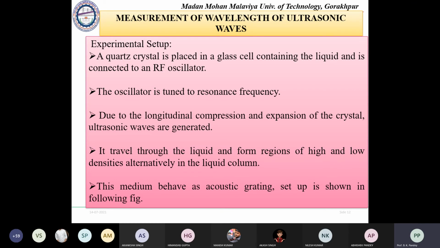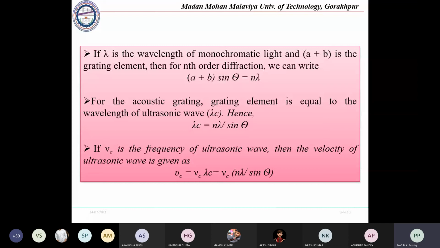But before that, let us look at the experimental setup once again. A quartz crystal is placed in a glass cell containing the liquid, and it is connected to the RF oscillator. The oscillator is tuned to resonance frequency. Due to the longitudinal compression and expansion of the crystal, ultrasonic waves are generated. They travel through the liquid and form regions of high and low densities alternately in the liquid column, so the medium behaves as an acoustic grating. The setup is as shown in the figure, which I have already discussed.